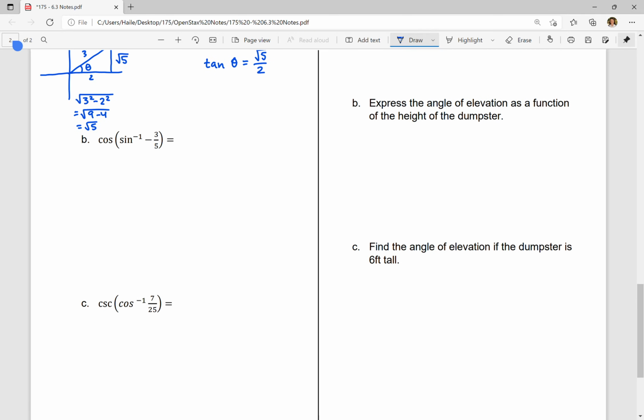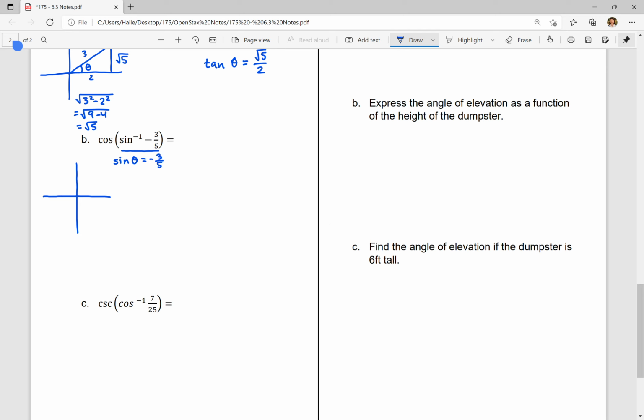Okay, so this one we have the cosine of sine inverse of negative 3 over 5. So once again, the first thing I'm going to do is look at this sine inverse of negative 3 over 5, and I'm going to draw a triangle. So this one's a little trickier because our sine has a negative value. So remember that this means that sine of theta is equal to negative 3 over 5.